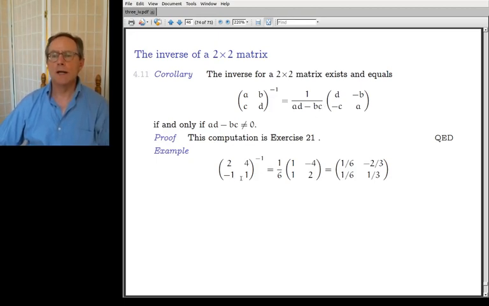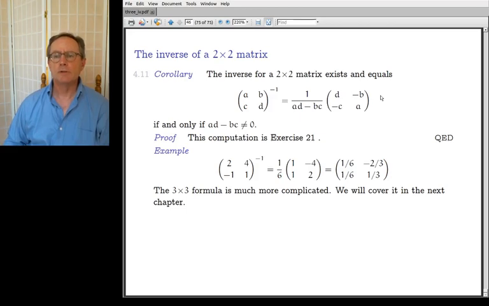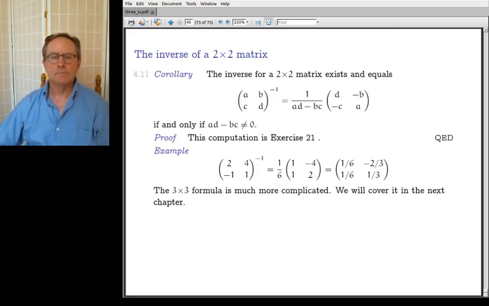Here's an example, 2, 4, minus 1, 1. So let's see, where do I get the 1/6? 2 times 1, that's AD, minus B times C. B times C is minus 1 times 4, so that's 2 minus a minus 4, so that's the 6. And then what are the entries again? So you've got to flip the 2 and the 1, 1 and 2, and you've got to change the sign of the 4 and the 1. So the 4 becomes a minus 4, and the minus 1 becomes a plus 1. And when I carry through the 1/6, that's what I get. So it's worth memorizing this particular one. I don't know about memorizing the 3x3, but it's worth memorizing the formula for the inverse of a 2x2 matrix. It's not too bad at all.